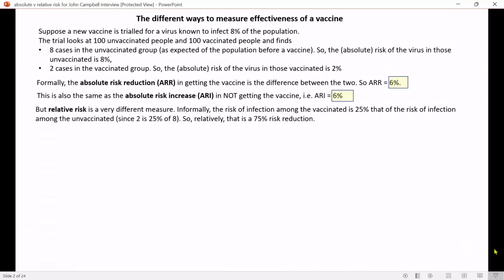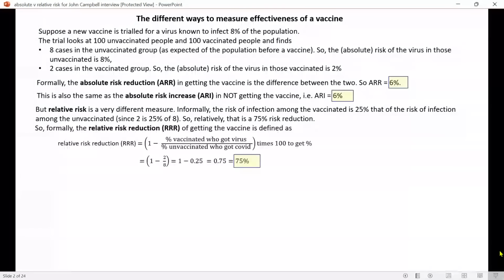What's the increased risk if we don't get the vaccine? Well, in that case, it's going from 2 to 8. So again, it's a 6%. So the absolute risk reduction in getting the vaccine is 6%, and that's the same as the absolute risk increase in not getting the vaccine, right? But the relative risk is a very different measure.